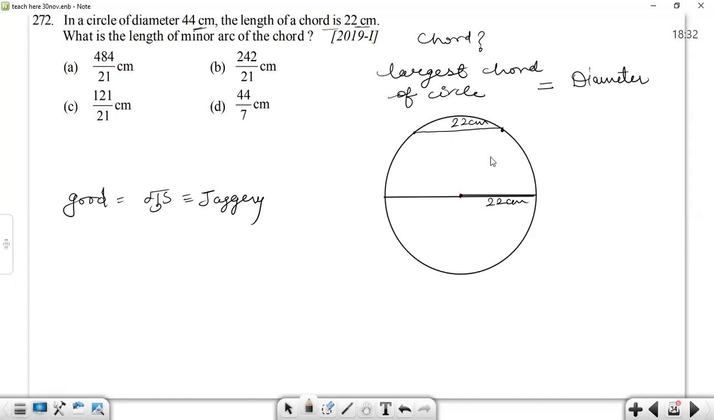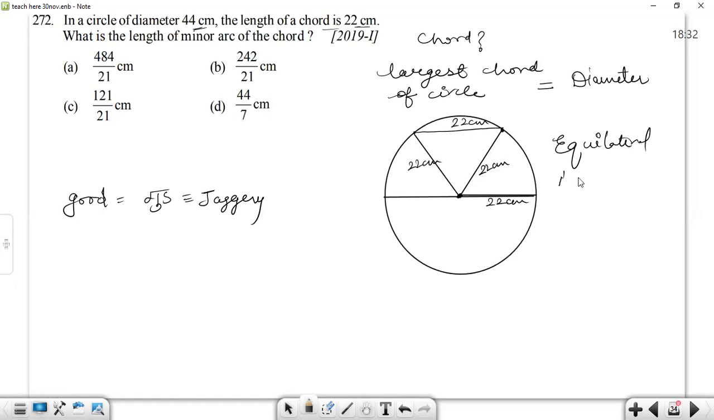If I smartly draw a triangle here, now you have to tell me the length of both of these sides. What is this length from the center to the circumference? 22 centimeter. Very good, because this is the radius. This is also the radius of the circle. Now, which triangle is this? Equilateral triangle. Yes, equilateral triangle.